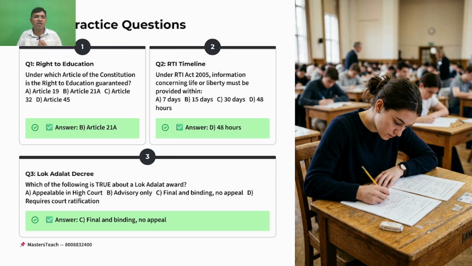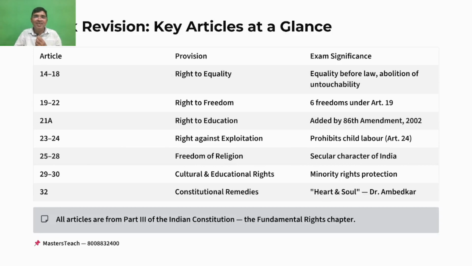Okay, then Lok Adalat decree. Which of the following is true about the Lok Adalat? It is final and binding. No appeal can be done. So you have to remember this is about the Lok Adalat, not the local train. Okay, Lok Adalat decree.